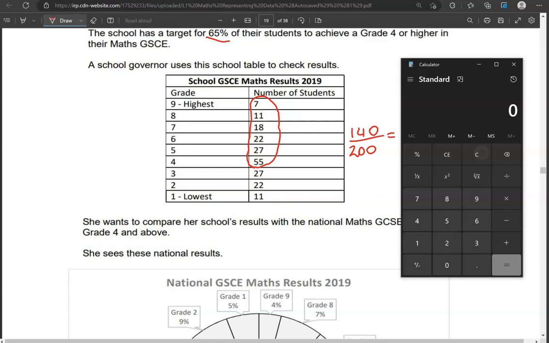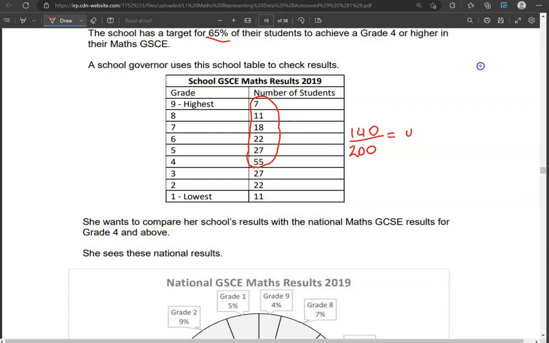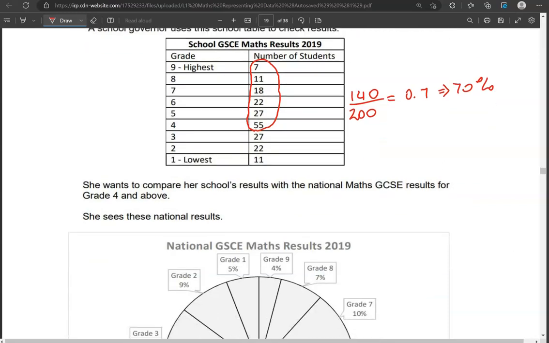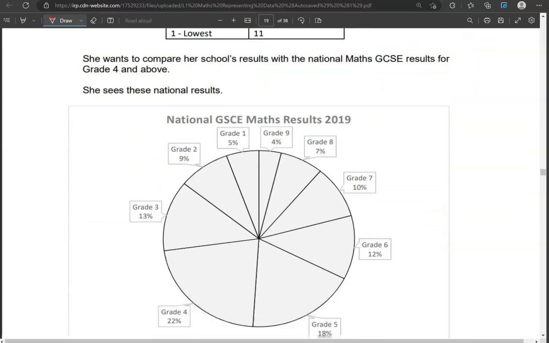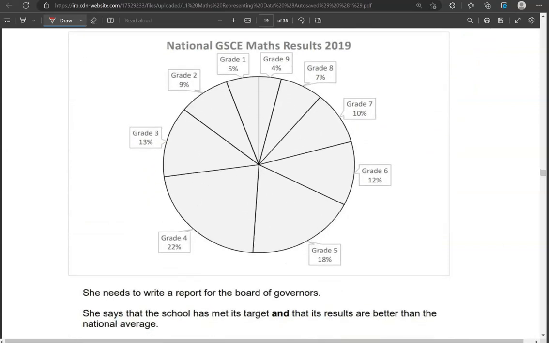So 140 out of 200, that is 0.7 as a decimal, which as a percentage is 70%. So in terms of the target, the school has met its target. And that its results are better than the national average. Well, that's the bit that we need to check.